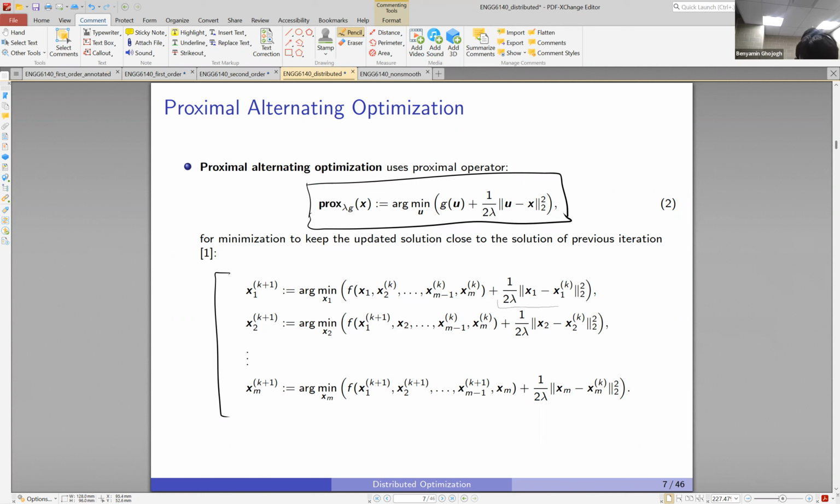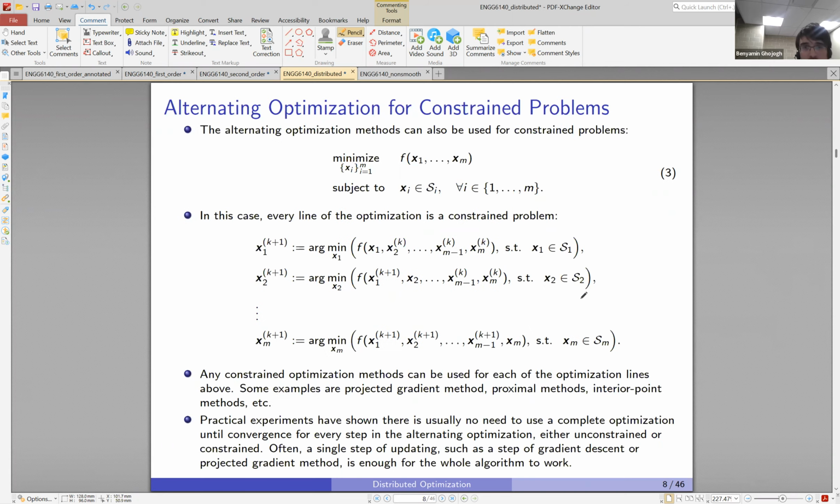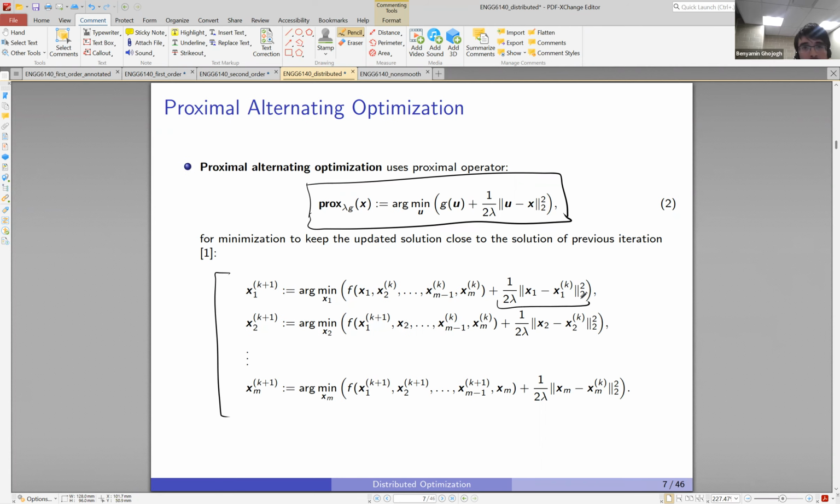I also add this. Why do I add this? Because I want to do the proximal mapping. So for this term, I can add this, and this becomes a proximal mapping. So at each step, I can do a proximal mapping. Again, theoretically you need to do it until convergence, but in practice, even one step suffices. It usually works in practice.